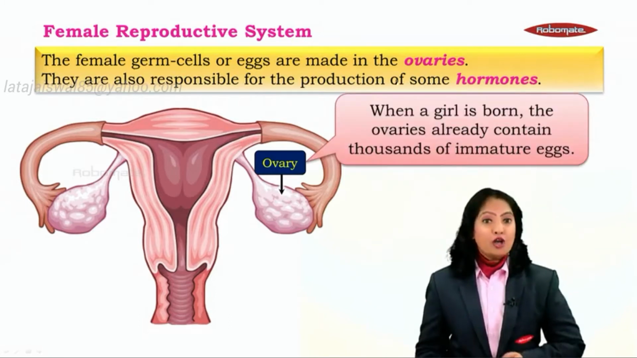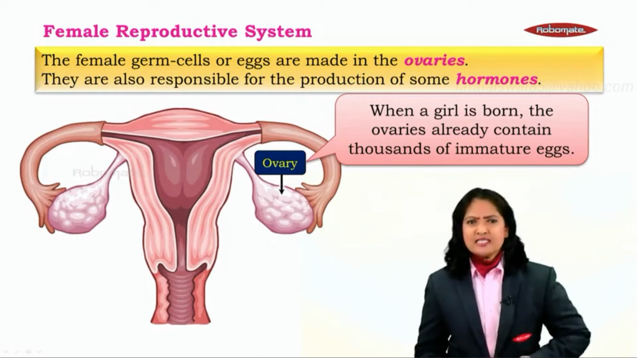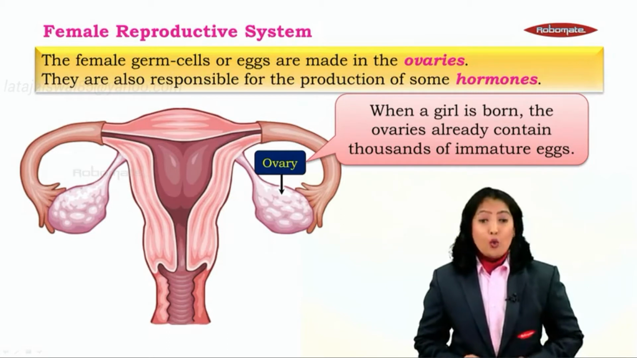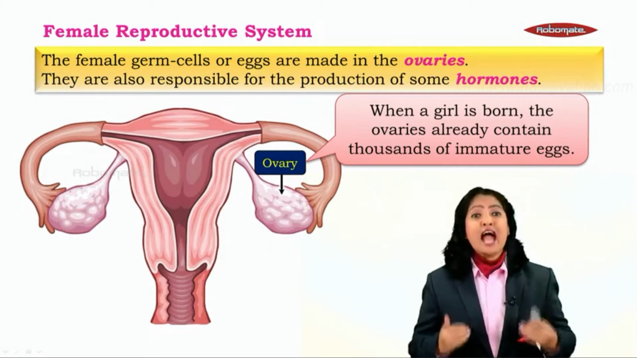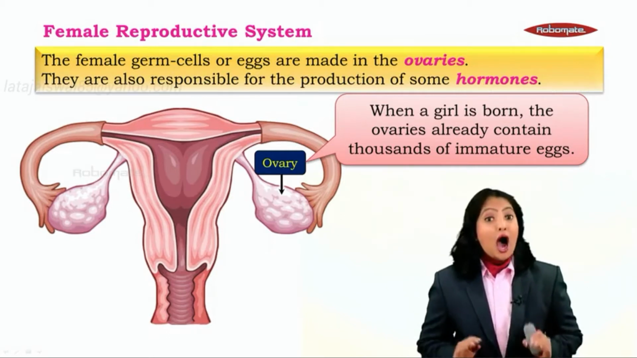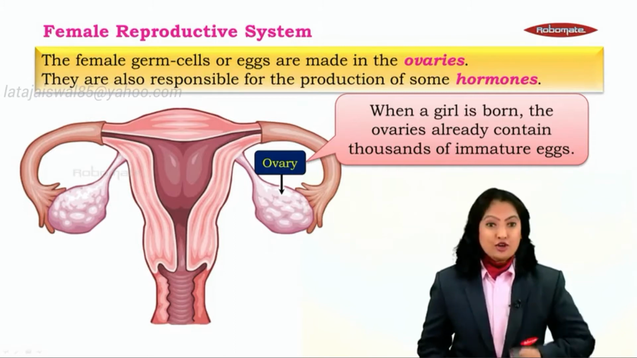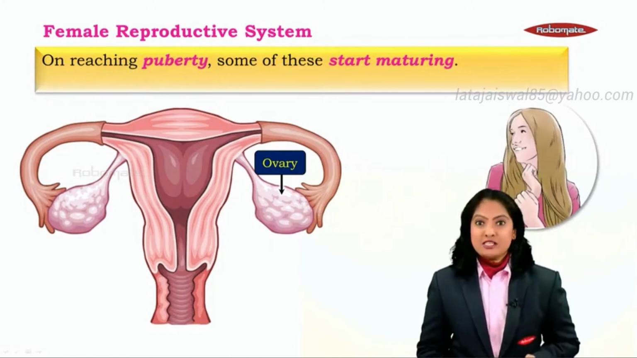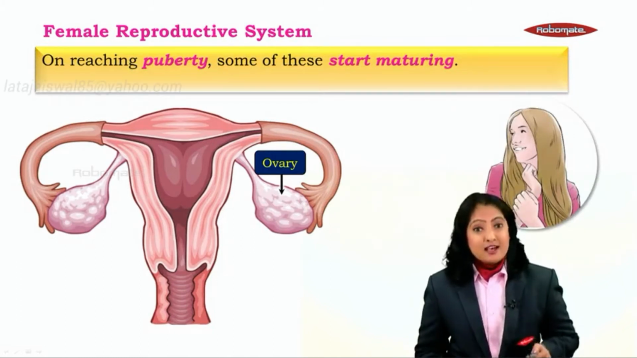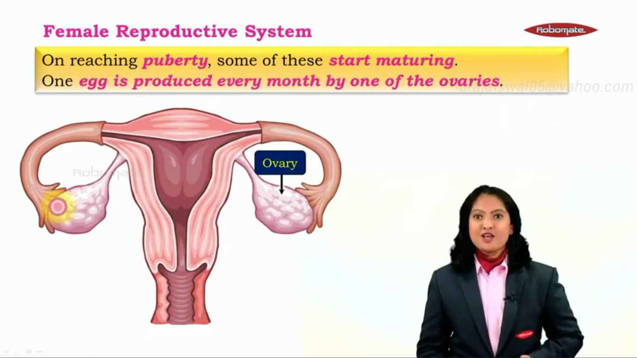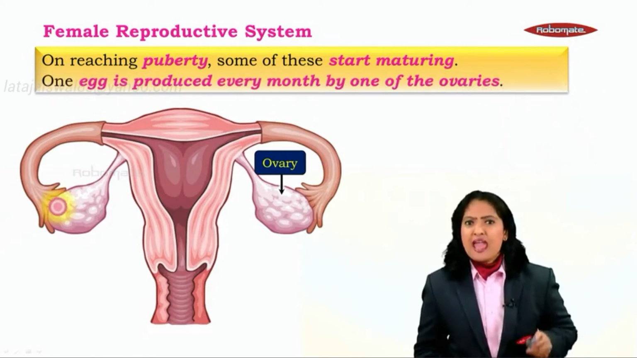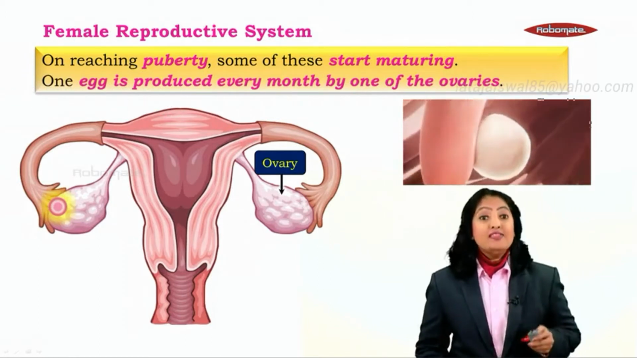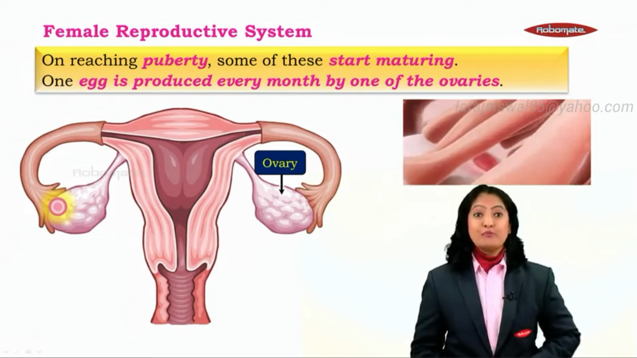When a girl is born, the ovaries already contain thousands of immature eggs. Unlike the males, when the females are born, they already have their female gametes inside them. However, they are in the immature stage. So what happens? On reaching puberty, some of these eggs start maturing, and one egg is produced every month by one of the ovaries. And this egg is released from the ovaries.